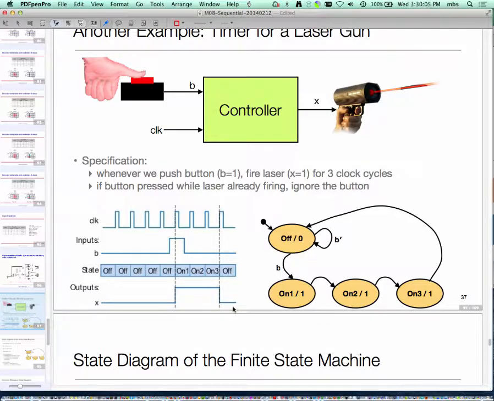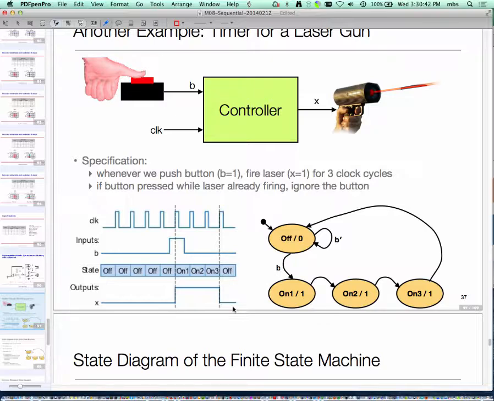Okay, so now what is the state I need to remember? Intuitively, what you need to remember here is how far along am I in my laser firing, right? One possibility is that currently the laser is not firing. Another possibility is the laser is firing but only for 1 clock cycle. Another possibility is the laser is firing but for 2 clock cycles. And the final possibility is the laser is firing and it has been 3 clock cycles, right? So there are 4 possibilities that one could imagine in terms of relevant history. Nothing else really matters.